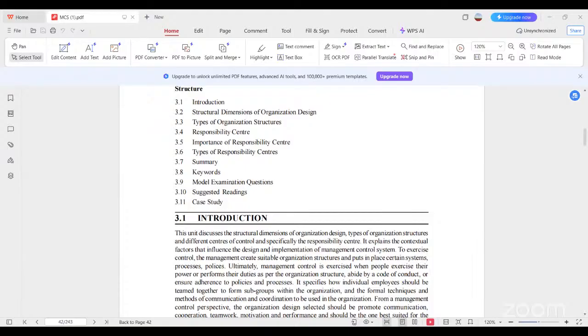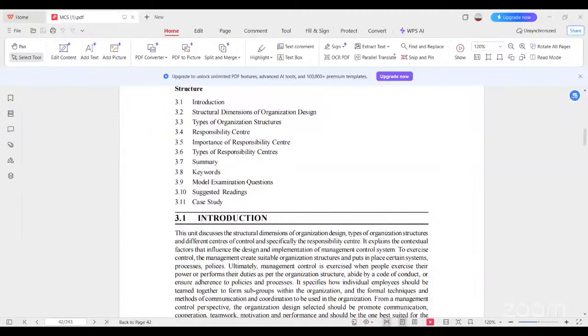Now, when employees follow this organization design, they have to follow the proper structure of it. They have to perform the duties that are assigned to them. They have to respect the authority and responsibility, because then management control is automatically achieved. Okay, I'll give you a small example.